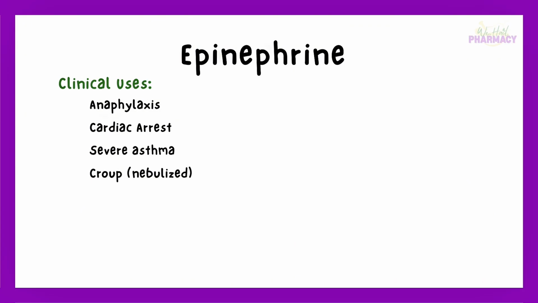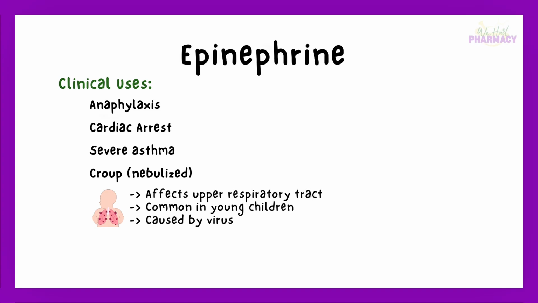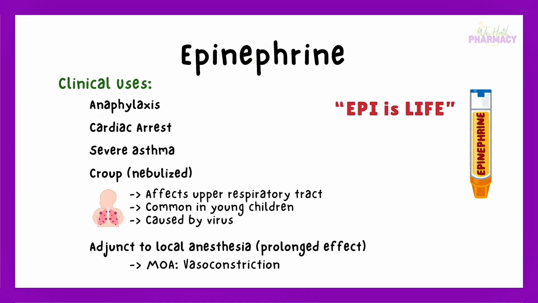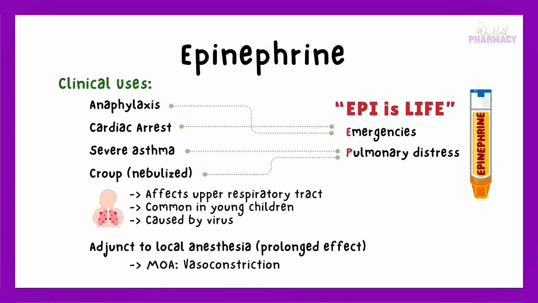And when we say croup, it is a respiratory illness, usually in young children, that causes swelling in the upper airway, particularly around the larynx and the trachea. Croup is usually caused by a viral infection. And then another clinical use of epinephrine, which I recommend to remember, is that it is used as an adjunct to local anesthetics to prolong their effect. The mechanism of that is vasoconstriction at the injection site. Okay? To help remember its clinical uses, we will use EPI is life. EPI: emergencies, pulmonary distress, and injection helper.